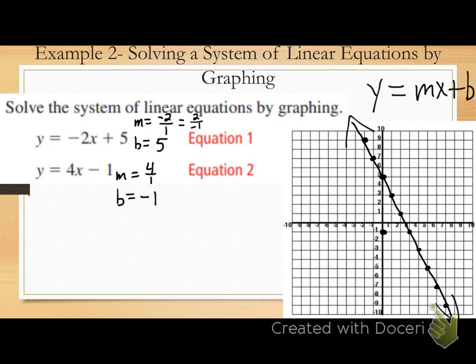1, 2, 3, 4, 1. That'd be this point right here. 1, 2, 3, 4, 1, 2, 3. All right, I can't go any more in that direction. Once again, I can change both my signs, go the two complete opposite directions, go down 4, left 1 now. 1, 2, 3, 4, 1.